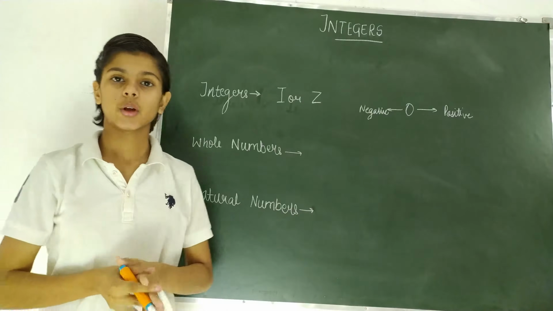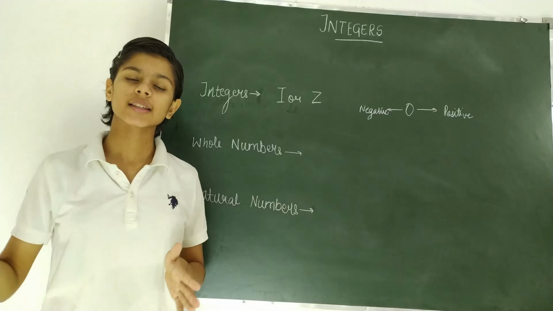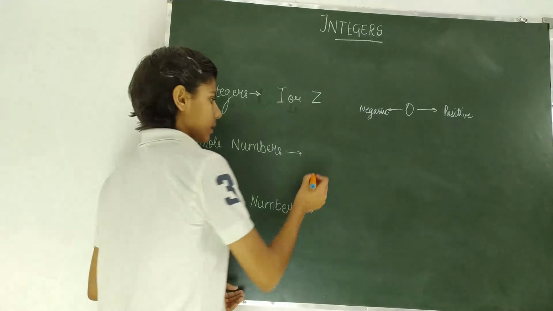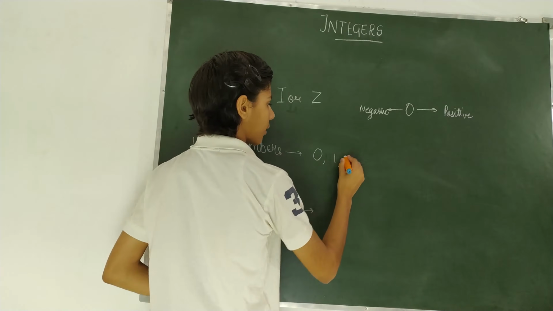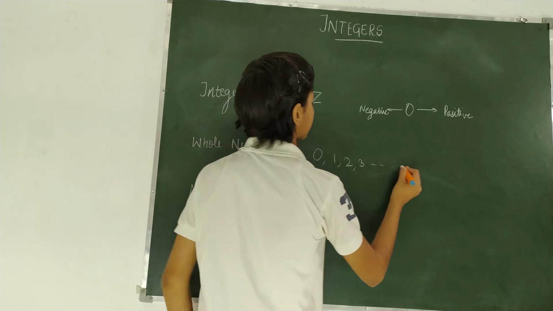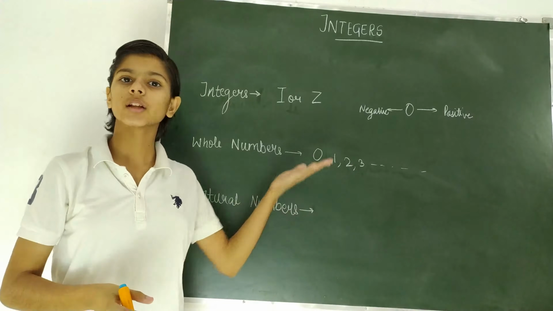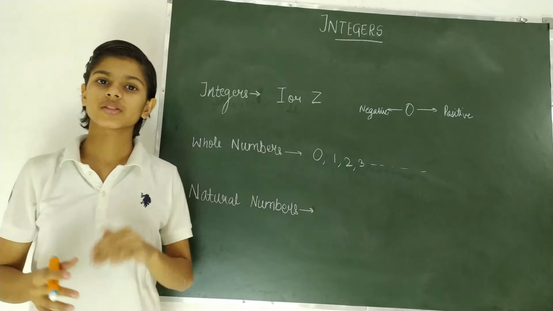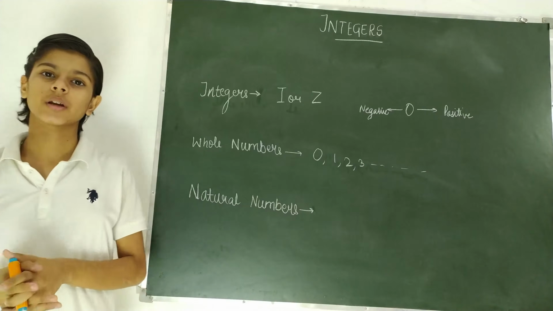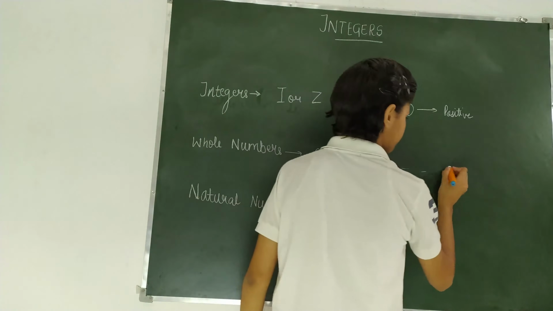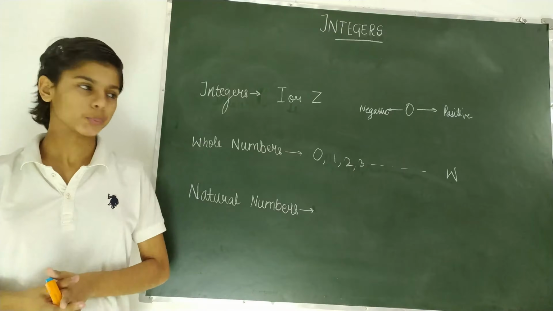Then whole numbers. Whole numbers are the numbers including 0 and lasting till infinity. That means they are only the positive numbers. So 0, 1, 2, 3 and then extended till infinity. The difference is just that 0 is included in the whole numbers, and the whole numbers are represented by the sign W. In short form you can write whole numbers as W.